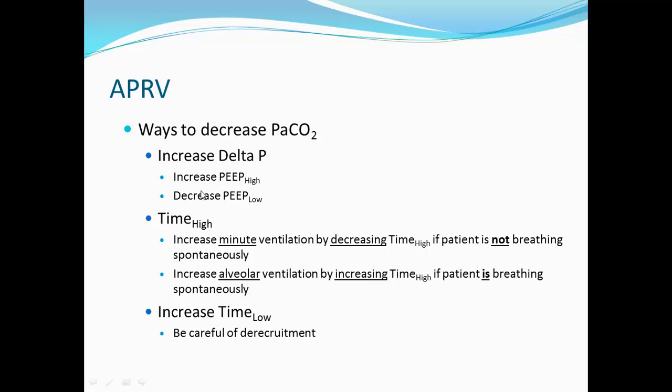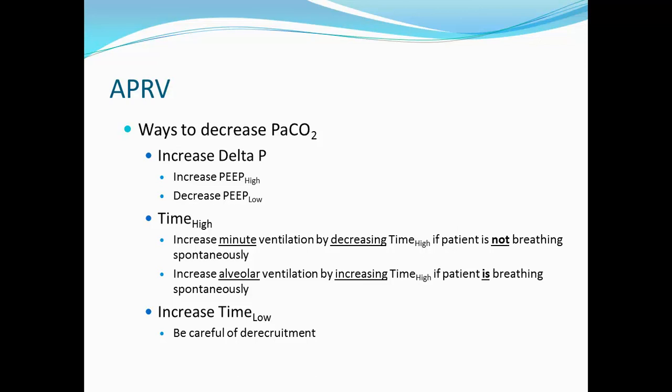Another way to increase the delta P would be to decrease the P low if P low was set at a value greater than 0. However, remember with Dr. Habashi's protocol, he always sets the P low at 0, so this wouldn't be an option. Another method of altering the PaCO2 is to change the T high. However, this gets a little bit more confusing and it is not quite as intuitive.